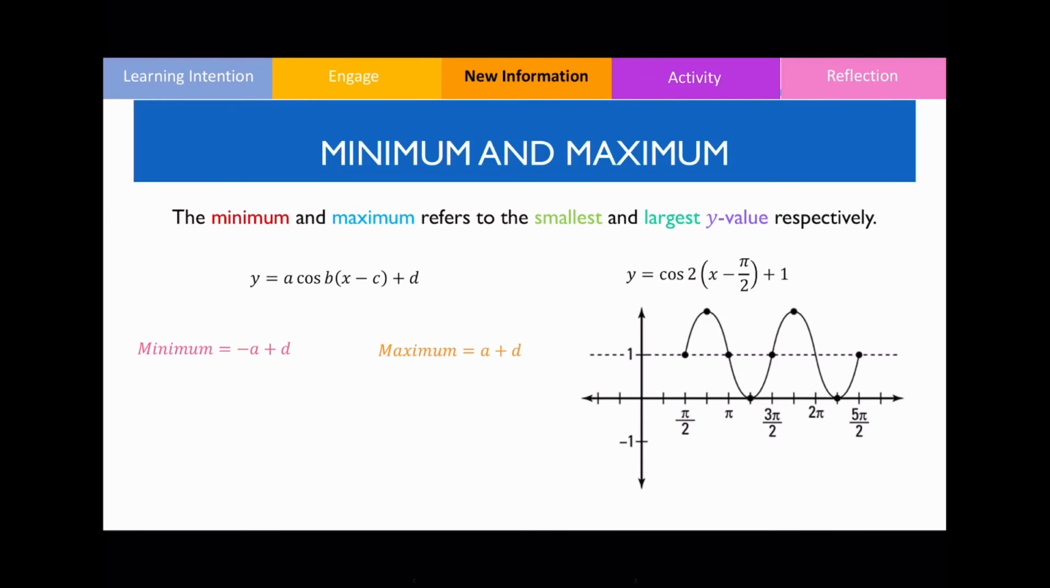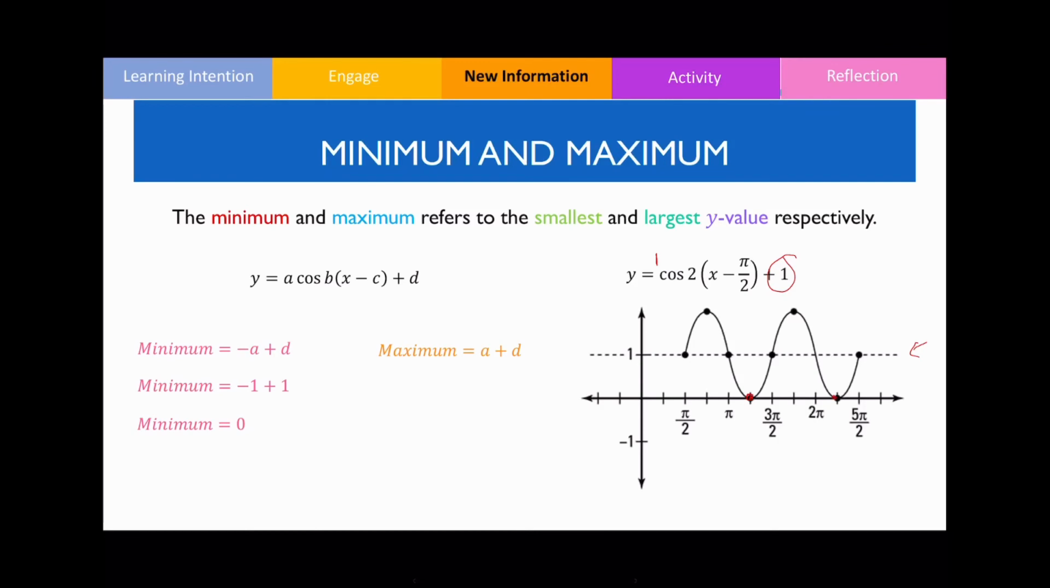So in this case over here, let's just say that I haven't been given this graph over here. If I was to substitute things in, my amplitude in this case is equal to 1 because that's the value in front of cos. So it'll be -1 to find the minimum, +1 because that's the value of d over here. -1 plus 1 is equal to 0, and I can clearly see that that is my minimum value in this case because that's supported by the graph.